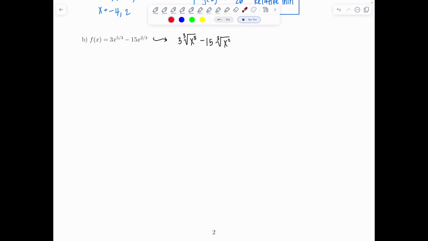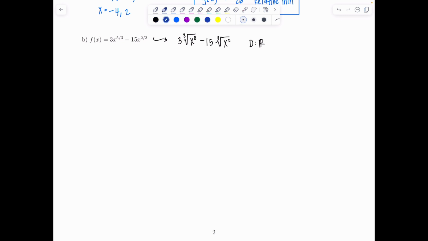And what do I know about cube roots? Anytime this index is an odd number, we don't have any restrictions because you can take the cube root of a negative number or 0 or positive. So the domain is, again, all real numbers, which is nice. If you want a shortcut way of doing it, you just look. If these are odd, then you're going to be good to go. No restrictions.